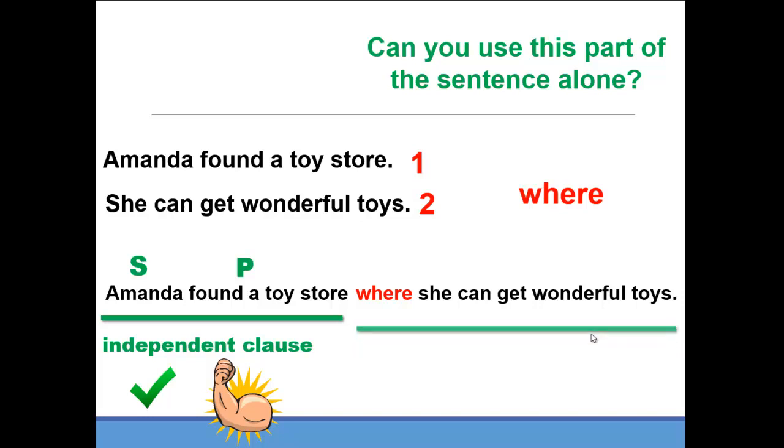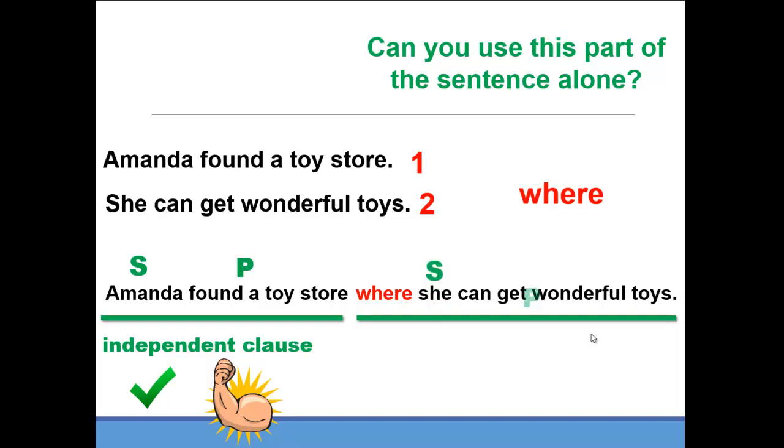Let's check the other part. Where she can get wonderful toys. Does it give a complete idea? No. She is the subject. Can get wonderful toys is the predicate.